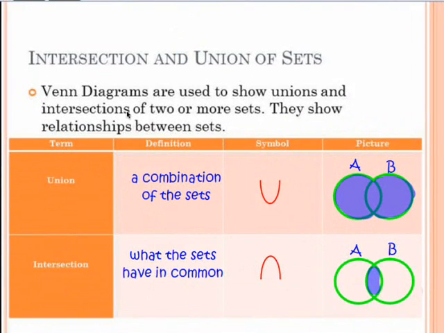Intersection and union of sets. So Venn diagrams are used to show unions and intersections of two or more sets. They show relationships between sets, okay? So a union is the combination of the sets, and the symbol for that looks like a capital U. And the union of A and B would be the combination. It would be everything that A and B have. The intersection is what the sets have in common. That's an upside down U. And then here in the drawing, what they have in common is just the part that overlaps, all right?